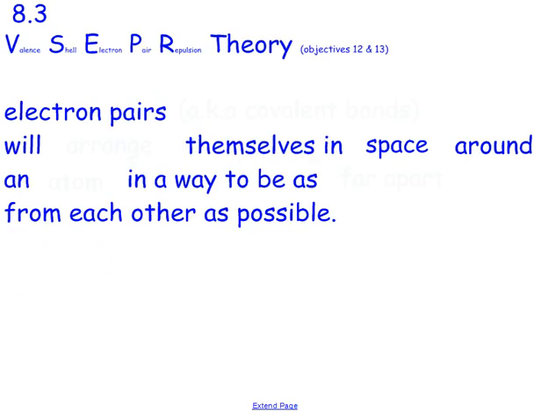Well, there is something referred to as VSEPR theory. VSEPR is an acronym that stands for valence shell electron pair repulsion. Because electron pairs will repel each other, that will dictate the shape of molecules dependent on how many electron pairs there are in a molecule.